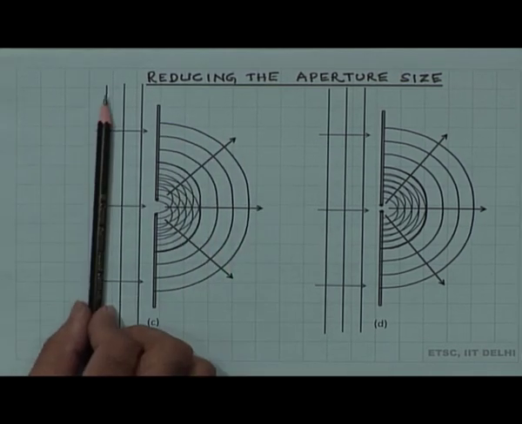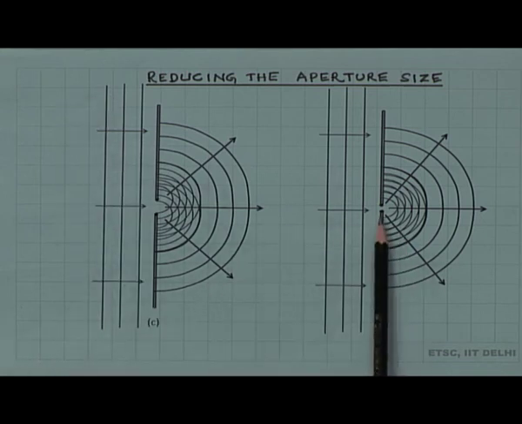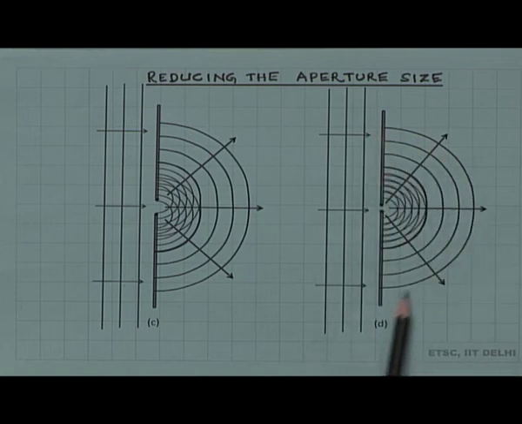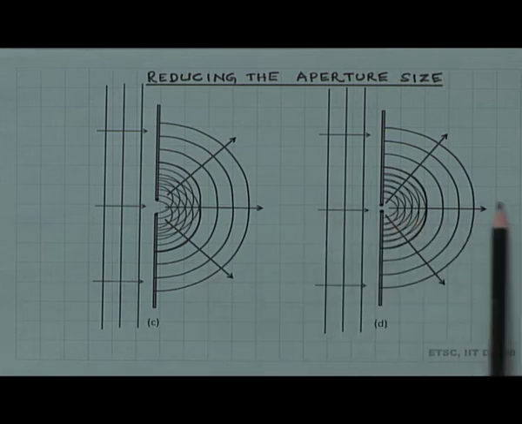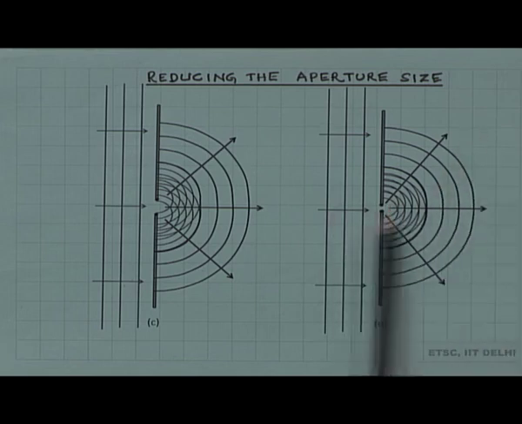Incident wave is a plane wave, and if you reduce it to a very small hole, then we almost have spherical waves which are emanating from the holes. This is contrary to what is expected from the ray theory. So, we see that the wave front is becoming more and more spherical.